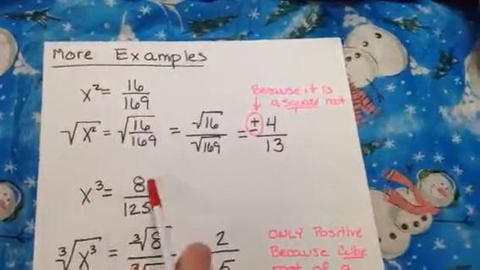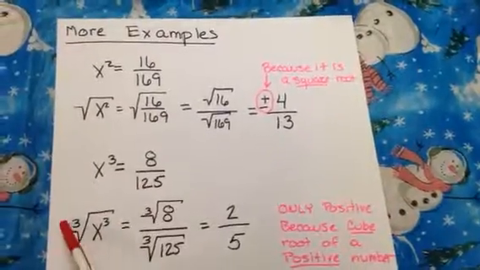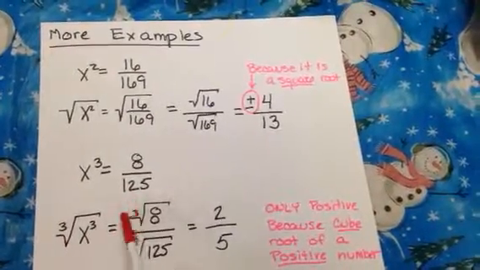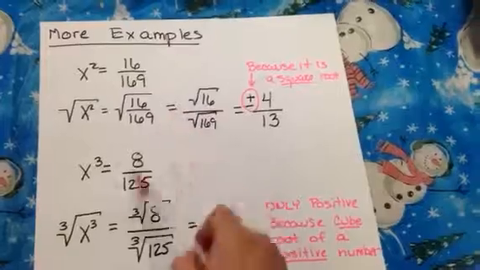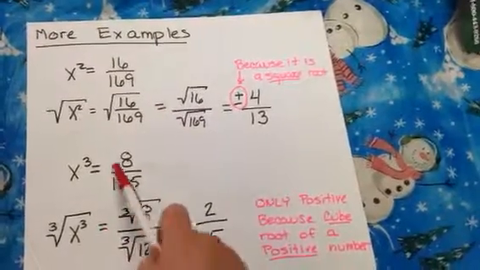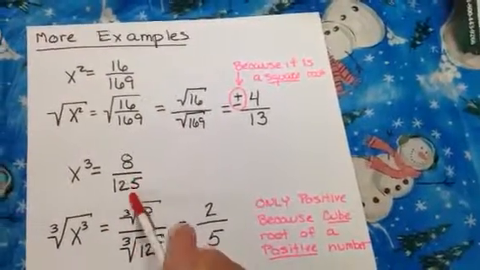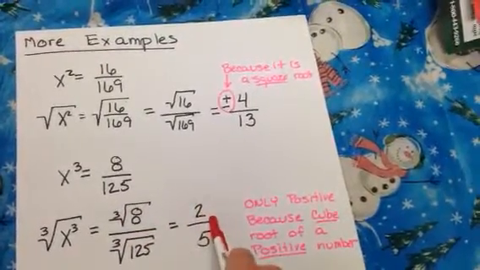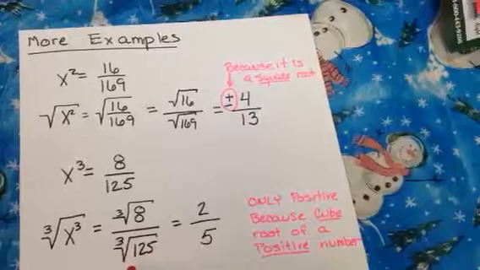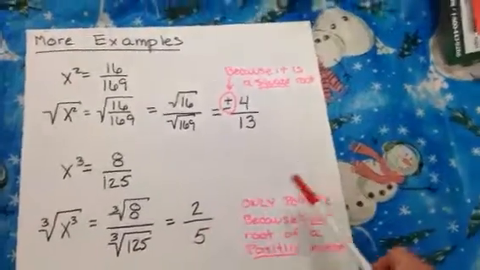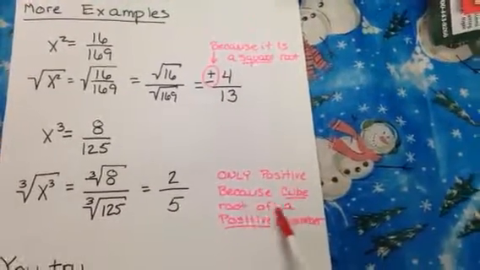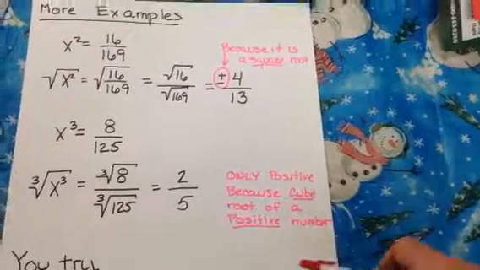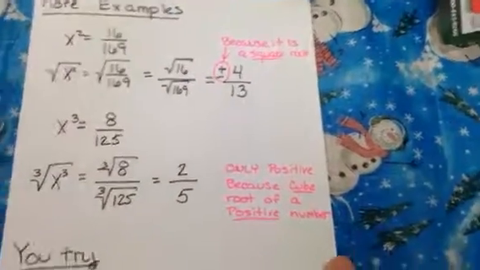What about the cube root of 8 over 125? That's the cube root of x cubed is equal to, remember how I split this up here? I do the same thing here. It's going to be equal to the cube root of 8 over the cube root of 125. Well, the cube root of a positive 8 is positive 2, and the cube root of positive 125 is 5. This is only positive because cube root of a positive number is positive.